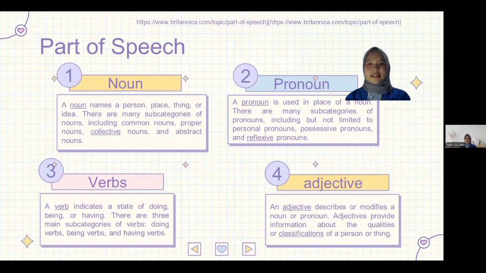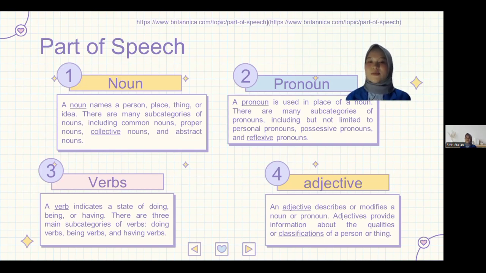So this is the part of speech. The first one is noun. A noun includes the name of a person, place, thing, or idea. There are many subcategories of nouns, including common nouns, proper nouns, collective nouns, and abstract nouns.